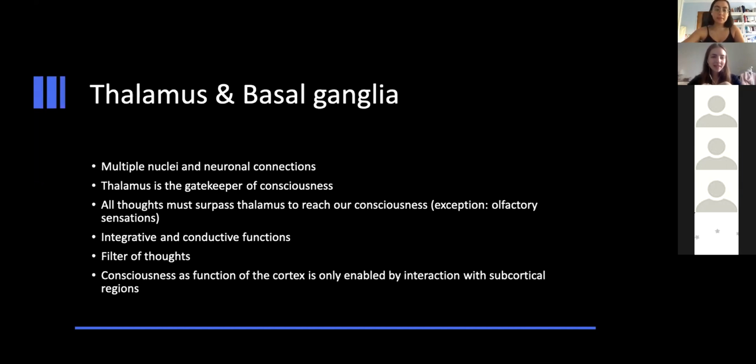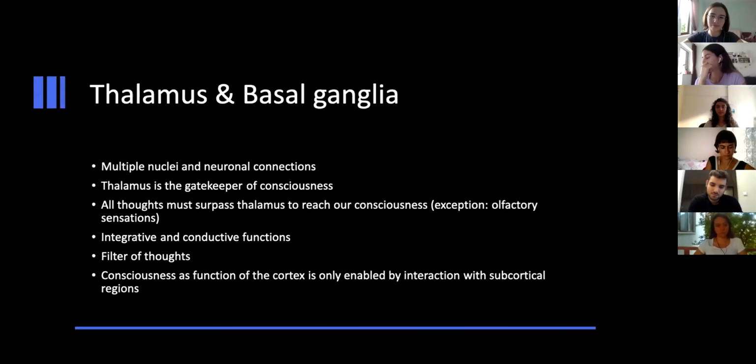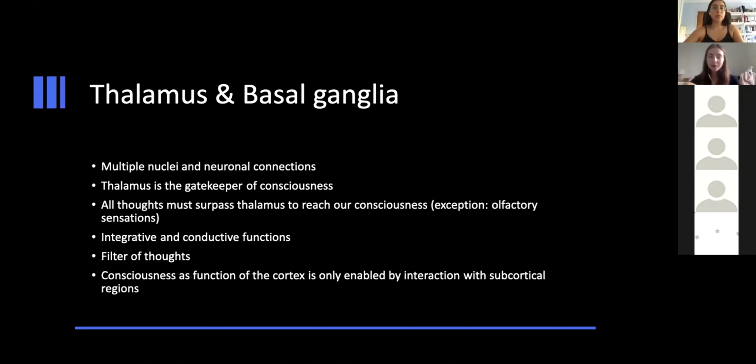Yeah, so to go back to the thalamus, the thalamus has integrative and conductive functions. So the thalamus itself processes, but it also passes on. And it acts as a filter of thoughts, because even in, for example, sleep states, the thalamus is the one that filters out thoughts from the outside. The thalamus shuts out other impulses, and also shuts down our own motor impulses at the time, in order for us to remain in the sleep state.